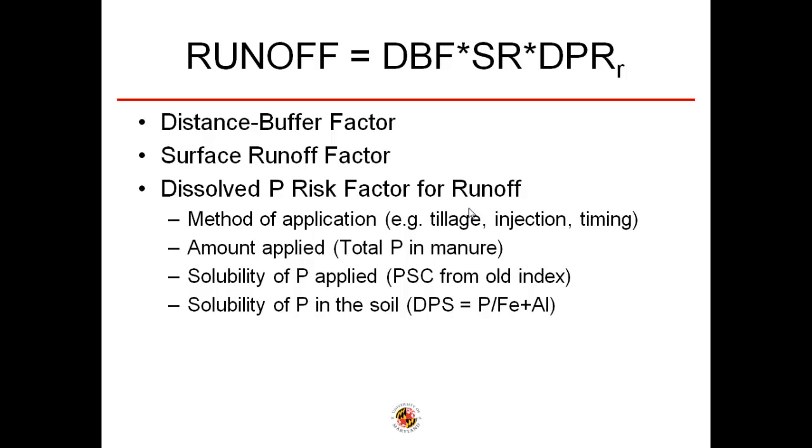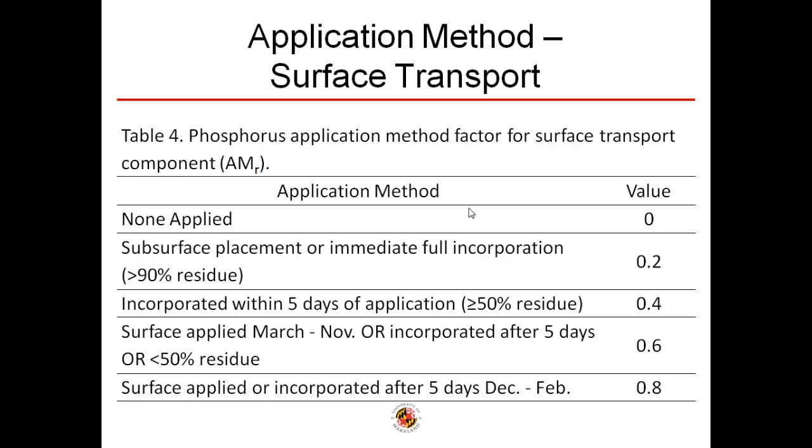What's good for reducing phosphorus in runoff is not good for reducing phosphorus in subsurface drainage. Luckily, they shouldn't occur at the same time. And so we have a little bit different application factors. If you inject your manure, let's say you've got dairy manure and you can inject it, subsurface placement or immediate full incorporation with greater than 90% residue. So I've maintained residue and I've injected my manure into the surface. So basically we're talking about dairy manure injection. Your score will be decreased by 80%.